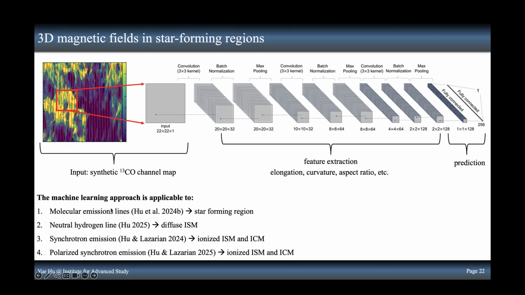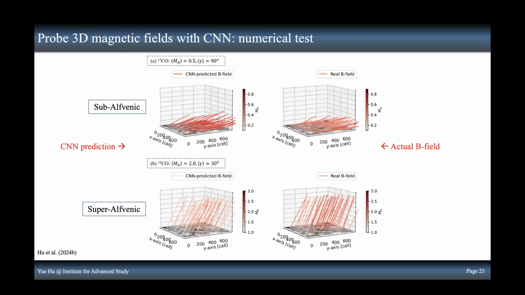And of course, we can also use synchrotron emission and still train it with a neural network or other machine learning architectures. Then we can get the magnetic information in the ionized ISM or ICM. We can also use polarized synchrotron emission, and many different types of observation can be applied to the machine learning approach to get different information on the magnetic field in different phases of the ISM.